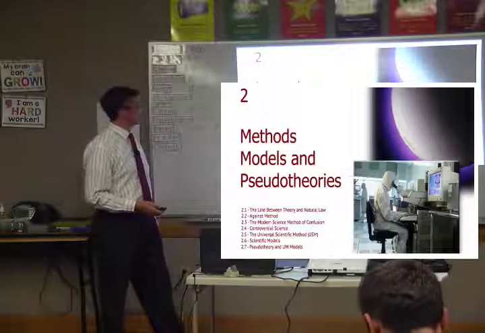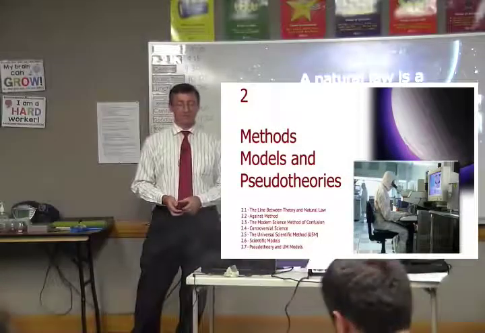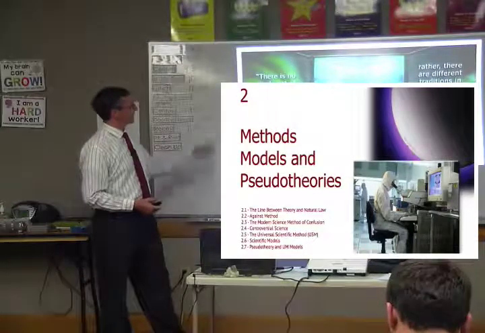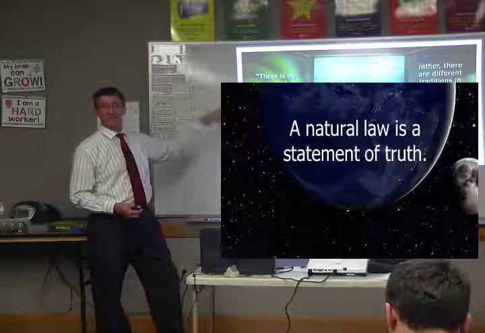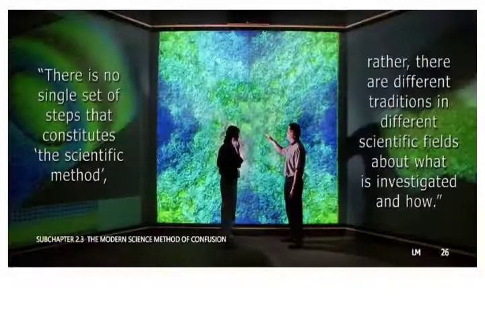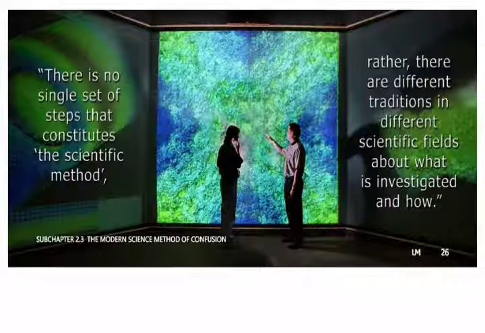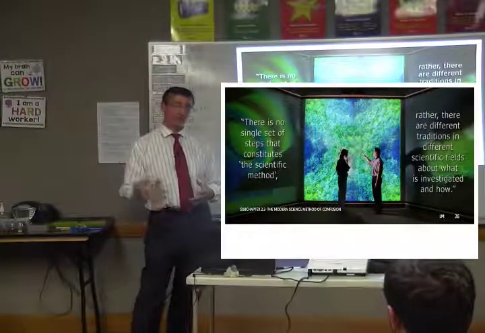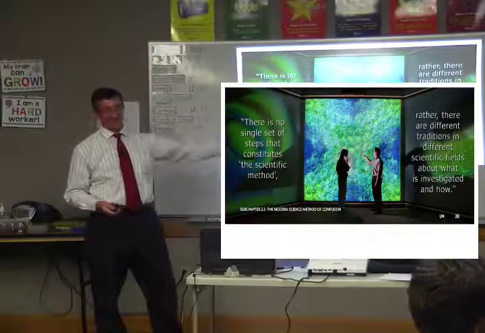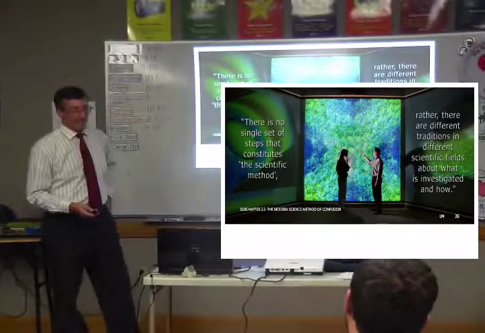So anyway, let's go on to methods, models, and pseudo-theories. This is chapter 2. A natural law is a statement of truth. And the sad thing is there's no single set of steps that constitutes the scientific method. Rather, there are different traditions in different scientific fields about what is investigated and how. It actually took me a long time, because I'd been teaching science before I found out about the universal model. And so I had a system that had, I think, 13 steps in my scientific method. It took me a while to catch on, but he's got a better system here.